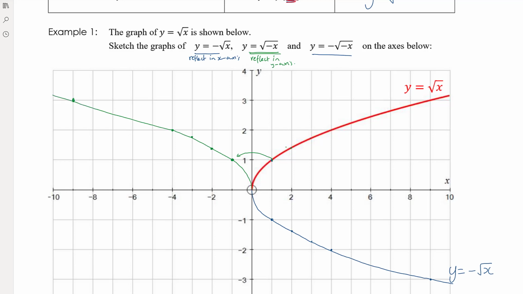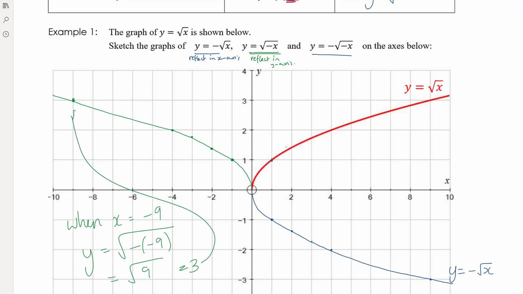Okay, so you can see, coming back to that point of, oh, but I can't take the square root of a negative. Yep, that's fine. That's why the green graph doesn't exist over here, okay? Because when x equals a positive number, you will be trying to square root a negative number, and therefore that's not possible. But it does exist over here with the negative numbers. And that's because, for example, when x equals negative 9, y equals square root of negative 9, which is square root of 9, which is 3. And that's how we get that point up there, okay?